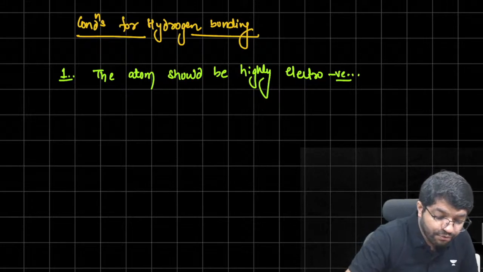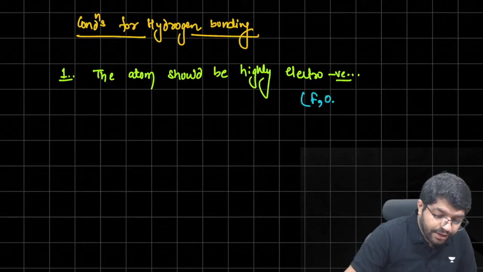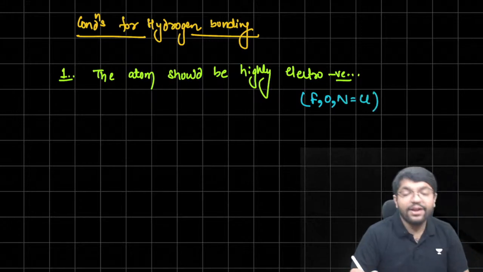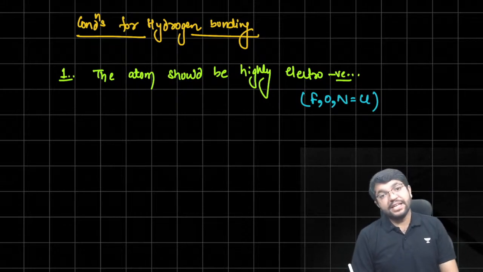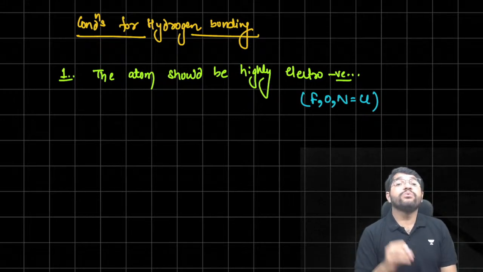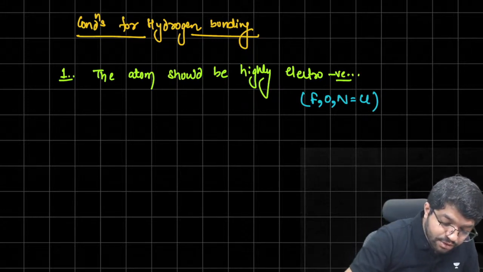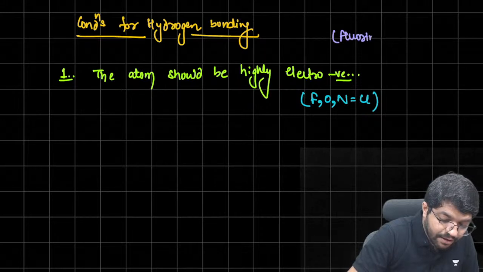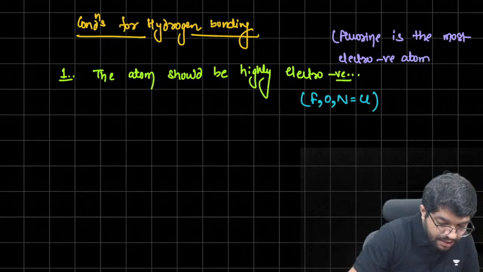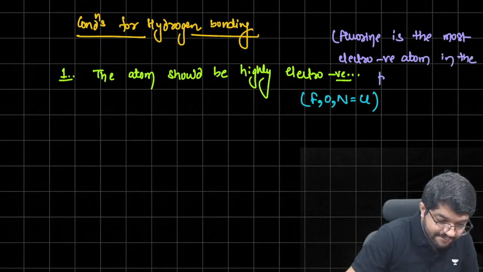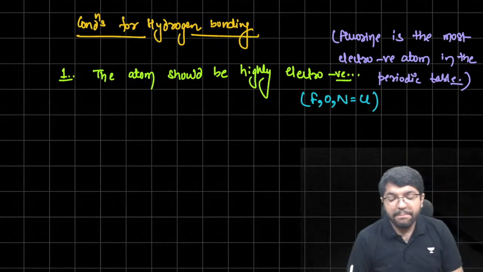The order here is F, O, N, Cl: fluorine, oxygen, nitrogen, chlorine is the order of electronegativity. Fluorine is the most electronegative atom in the periodic table.